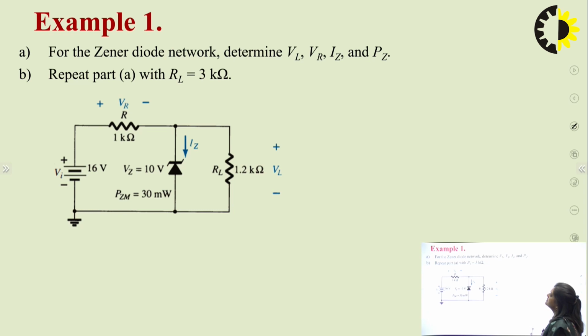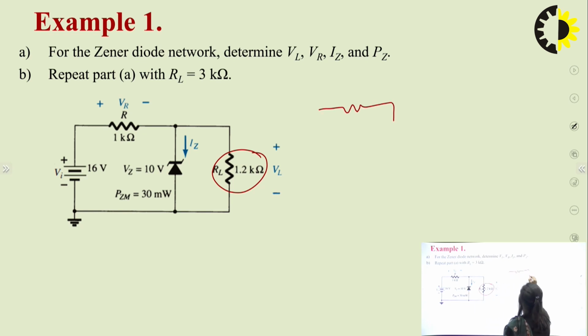After that, this is the numerical. Here we can see there are two cases. The first case is when RL is equal to 1.2 kilo ohm, and the second case is when RL is equal to 3 kilo ohm. What we have to find is the voltage VL, VR, IZ and PZ. First we have to draw the circuit, and we have to find the state of the diode.